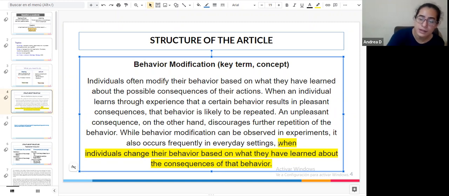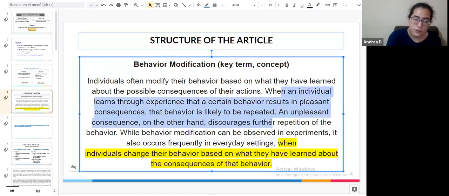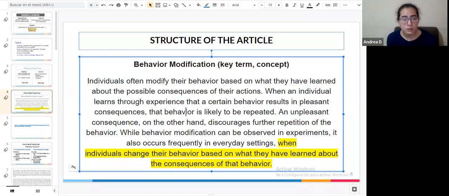Okay, so maybe I could say the last sentence, perhaps the first one too. So that's what behavior modification is. You do have other details. For example, here they talk more specifically about what happens if it's a pleasant consequence or an unpleasant one, whether you repeat it or not. So that is there, but it's not that important.